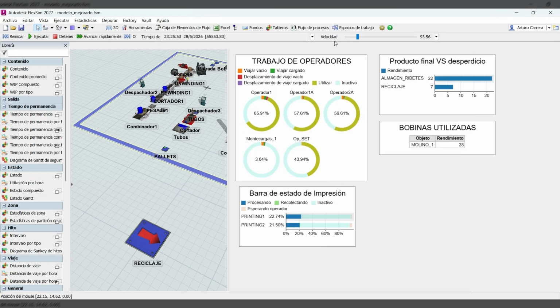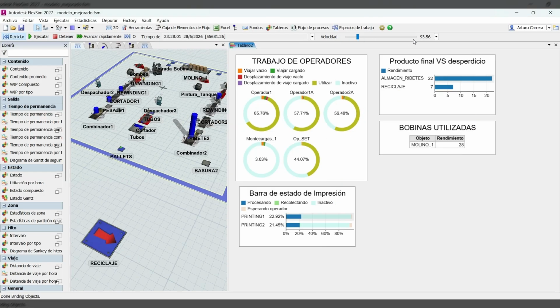We'll put the time to its max to see how this works in the same 8 hours. We have operator 1 in the cutter, operators 1A and 2A, whose working load we decreased, even though we decreased the number of operators, at 60% and 50%, and the specialist working at 46%. The printing time decreased by 5% on average, 24 and 22 compared to 29, 30, and 31. The most important is the final product versus what we were wasting.